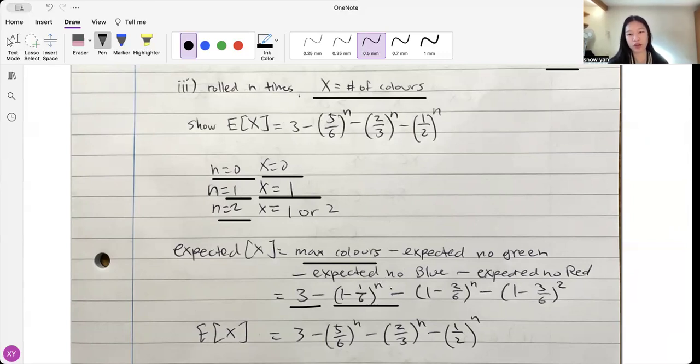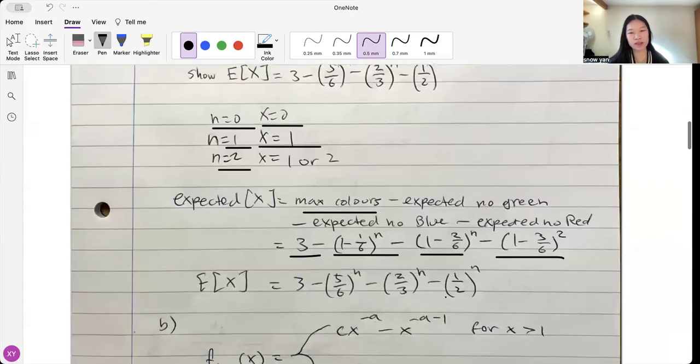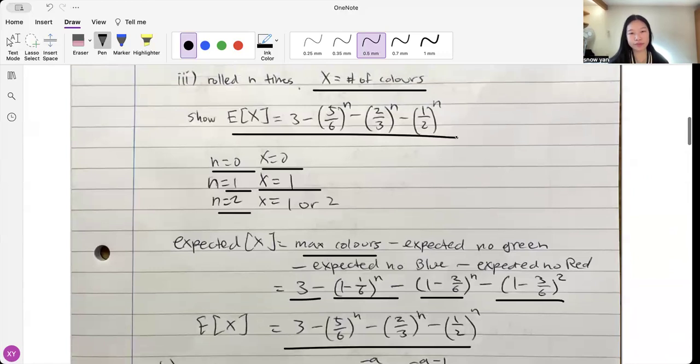Because for every row I don't get it. And it's the same logic for no blue. I just do 1 minus 2 over 6. And then for the red, it would be 1 minus 3 over 6. And I just simplify it into each one and I get my expected value of what I need to show.